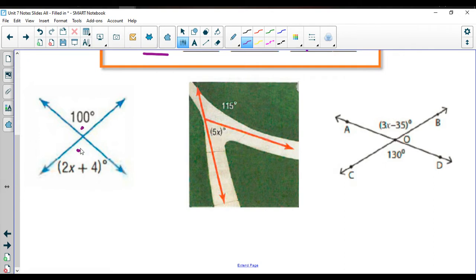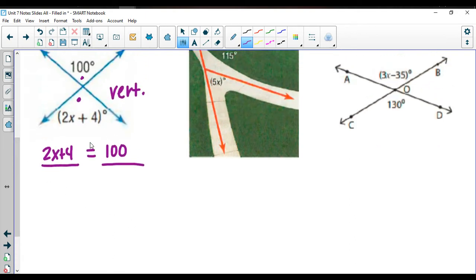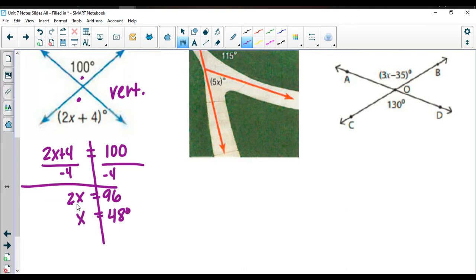So in the first set, I noticed they're opposite each other, so these guys are vertical, which means that I'm going to have the setup blank equals blank, and in those two blank spots, I'm going to go ahead and put in my variables and my angles. So my first angle is 2x plus 4, my other angle is 100. And I'm going to go ahead and solve my equation then. So I'm going to end up with 2x equals 96. So x is equal to 48 degrees here, dividing through by 2 on both sides.